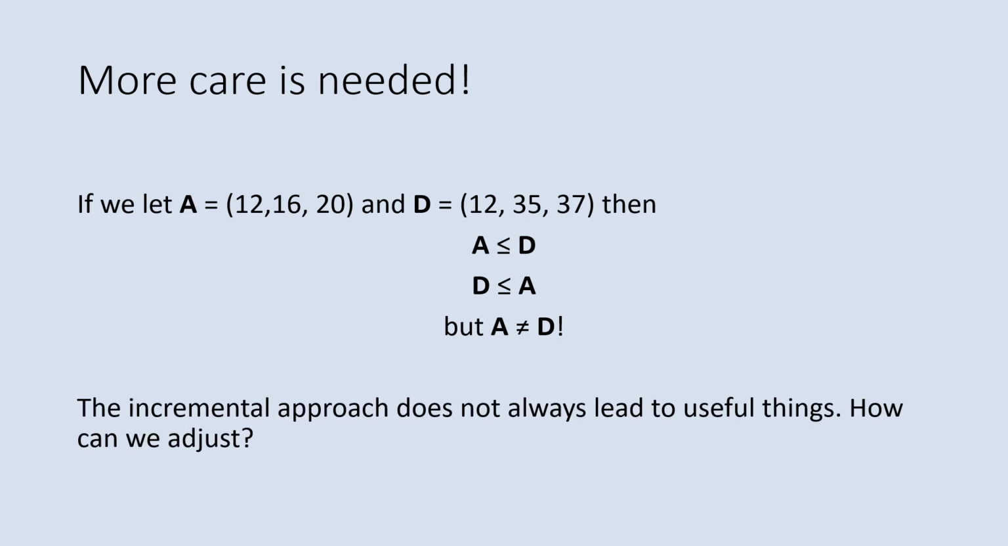Well, what happens is this incremental approach that we've tried here doesn't always lead to useful things. We can't just always use our common knowledge and say, okay, well, this is what this means. So we're going to have to adjust in some way. And so we could adjust in terms of making a new definition for what less than or equal to means. Instead of just the first value, maybe we need to look at the second one and then the third one. So we can make a more detailed definition for this comparison. And there are other things that we could try as well.